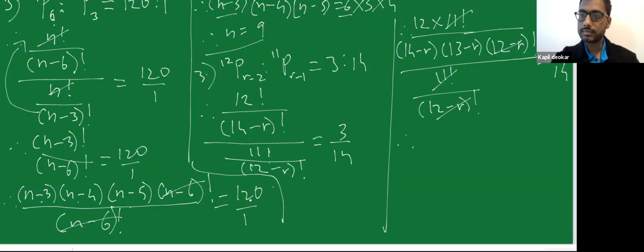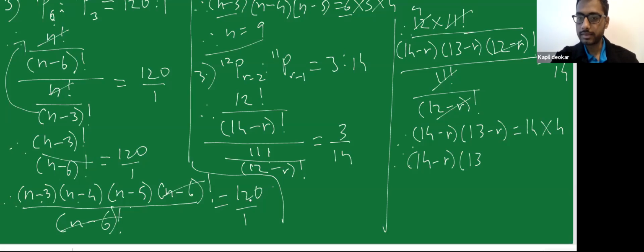Therefore, I can say, what else is cancelling? 3 1s are 3 and 3 4s are 12 over here. Therefore, I can say 14 minus r into 13 minus r is equal to, shifting terms to the other side, 14 into 4. So 14 4s are 56. Multiplication of two terms, which is 56. So those two terms would be 8 and 7. So I can say 14 minus r into 13 minus r is equal to, instead of writing 14 into 4, I can write 8 into 7.